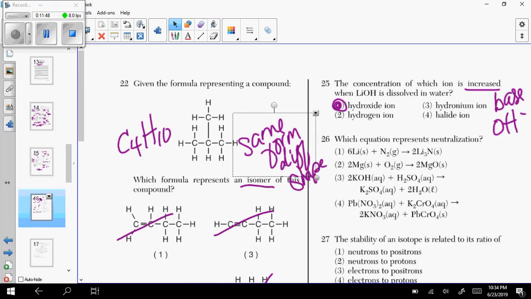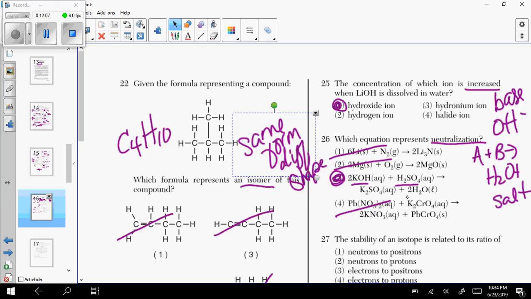Which equation represents neutralization? So I want to add an acid plus a base, and I want to make water and a salt. So Li and N, that's not an acid and a base, that's not an acid. Ooh, KOH, that's a base. H2SO4, that's an acid. There we go. Not an acid and a base.